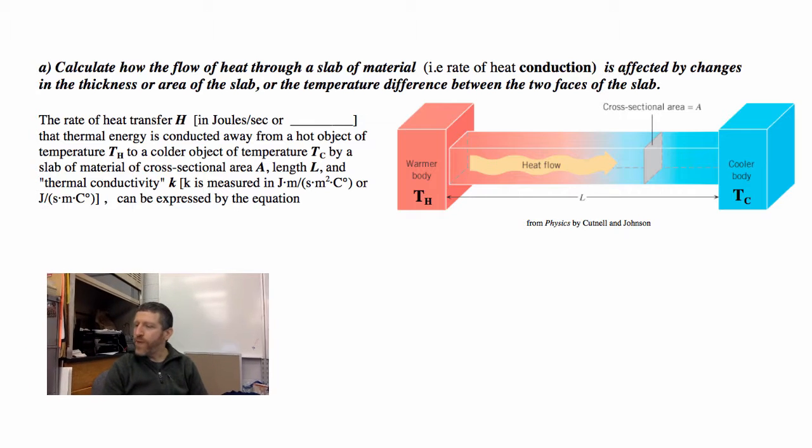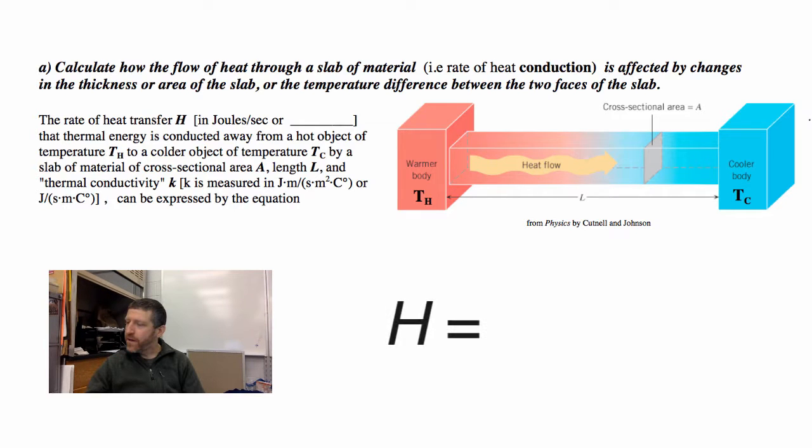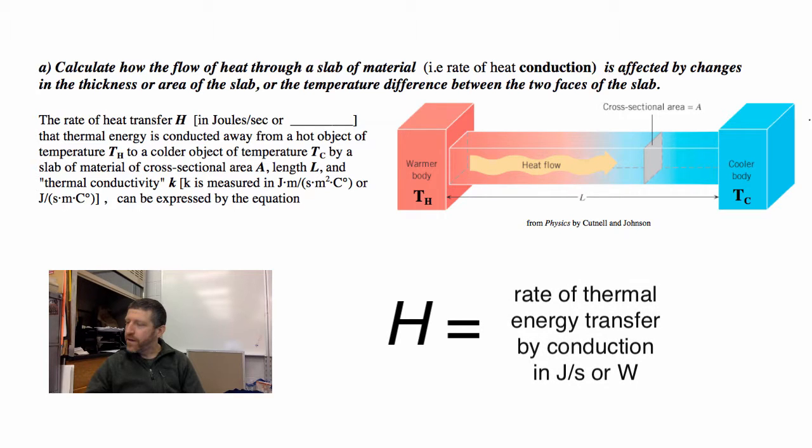Now, what we have to be able to do is calculate the flow of heat through a slab of material. In other words, that's called the rate of heat conduction. The flow rate of heat, or H, is the rate of energy transfer by conduction. It's how quickly, in joules per second or watts, energy transfers out of one object and into another.